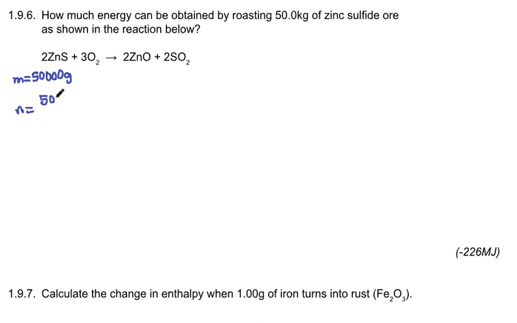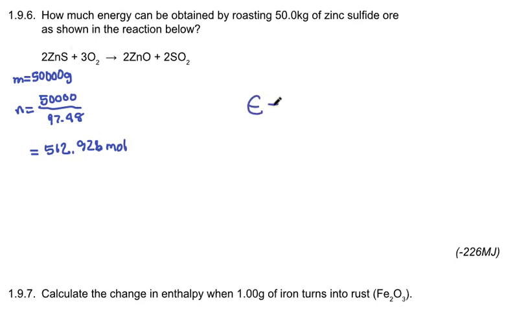So mass is the 50,000 we just said. Molar mass is 65.41 for the zinc plus 32.07 for the sulfur is 97.48. And 50,000 divided by 97.48 gives us 512.926. Sorry, I had to think about my rounding. Moles for our zinc sulfide.